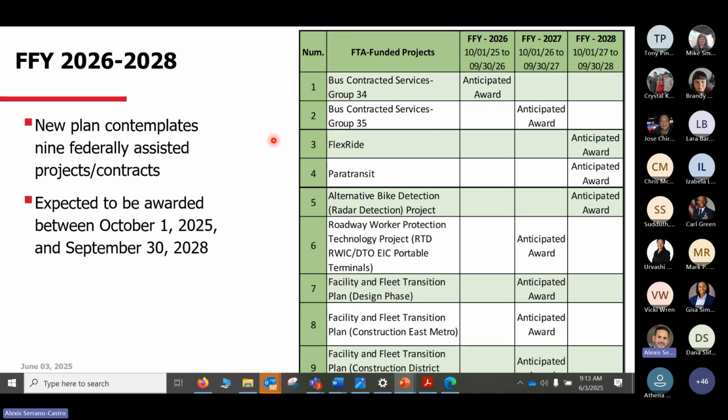We also have alternative bike detection, roadway worker protection, and facility and fleet transition plan, which is a design phase for two projects that are going to be construction related: facility fleet transition at the East Metro facility, and the other one, which is the same project but at the district shop. On those last two projects, we anticipate scopes of work related to drywall, fire protection, and construction management. For the first four projects, which are the ones where we anticipate more DBEs, we need DBEs that are certified to do janitorial, oil and lubricants, uniforms, glass replacement, upholstery services, tool and truck services, tire wholesalers, and body shops.